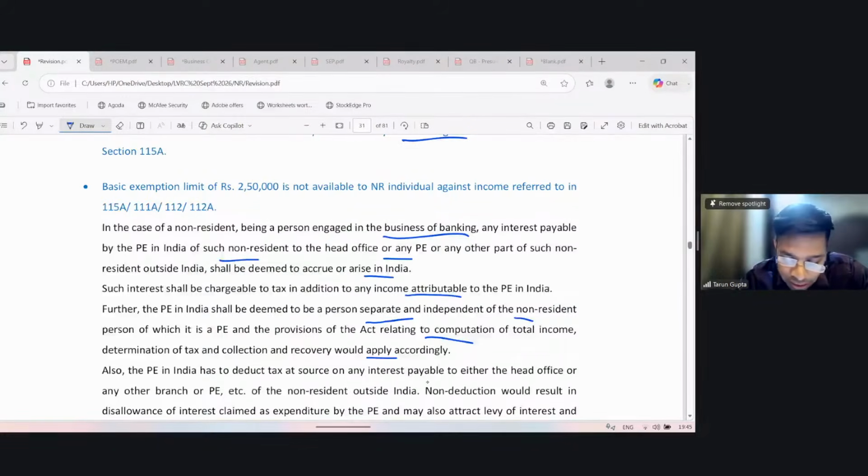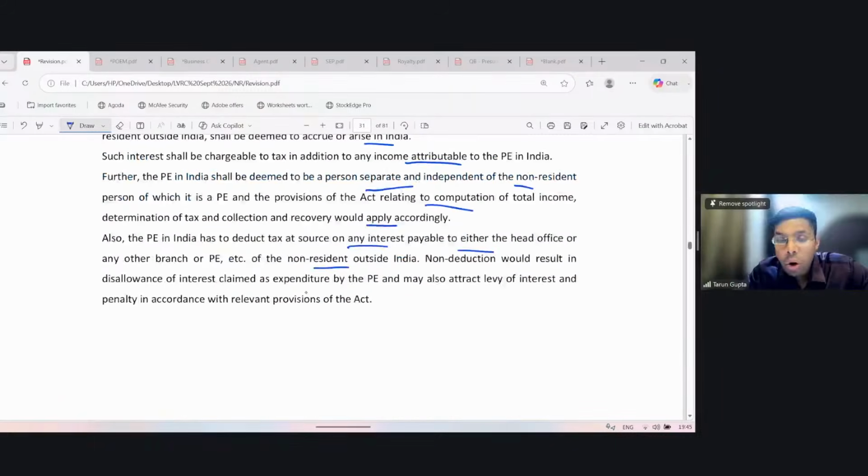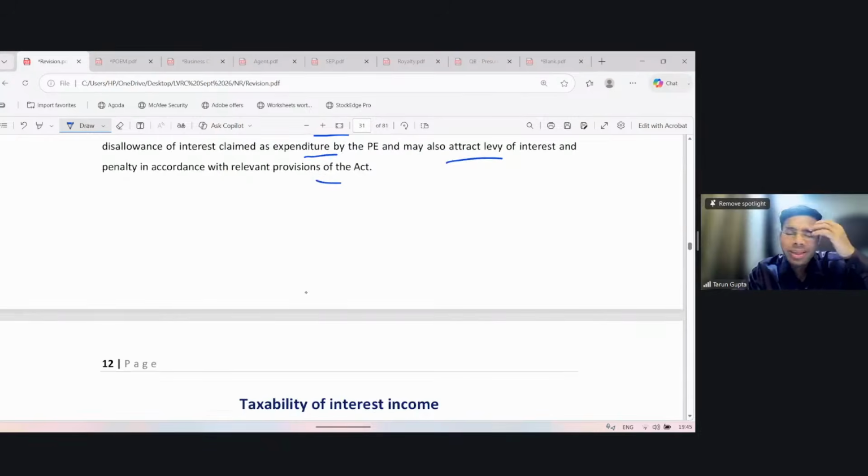Also, PE in India has to deduct tax at source on any interest payable to either the head office or any other branch or PE of the non-resident outside India. Non-deduction will result in disallowance of interest claimed as expenditure by the PE and may also attract levy of interest and penalty in accordance with relevant provisions of the Act. Clear? So it says that if there's a PE in India of a foreign bank, then whatever interest the PE is paying to the foreign bank or to any other branches, it shall be deemed to accrue as in India in the hands of recipient, and the PE shall also be required to withhold tax on payment of such interest.